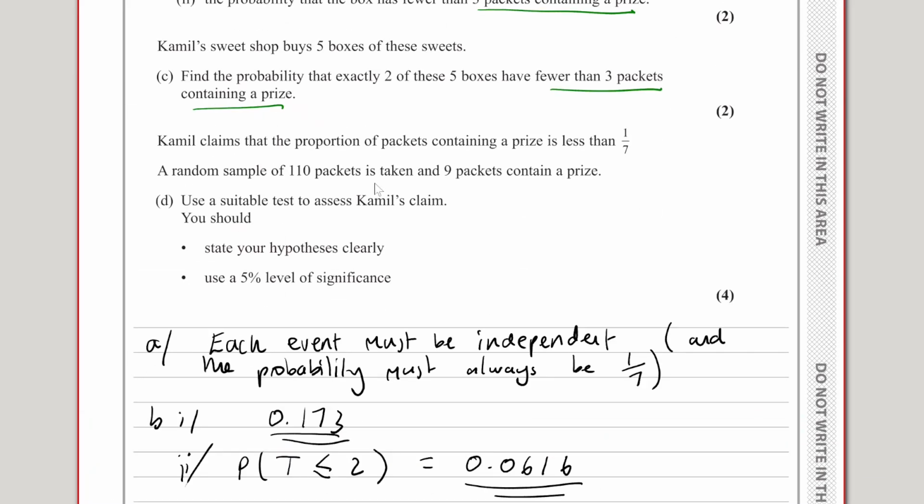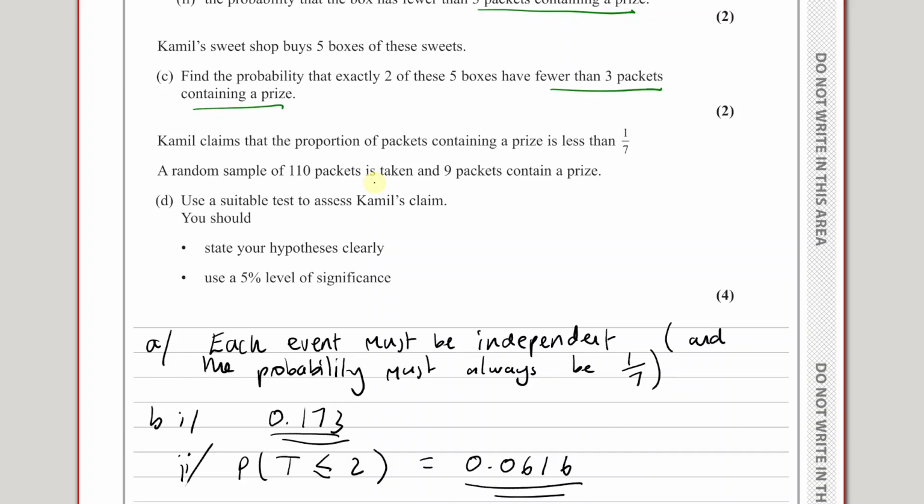Camille claims the proportion of packets containing a prize is less than 1/7. In a random sample of 110 packets, 9 packets contain a prize. Use a suitable test to test Camille's claim. You should state your hypotheses clearly and use a 5% level of significance.